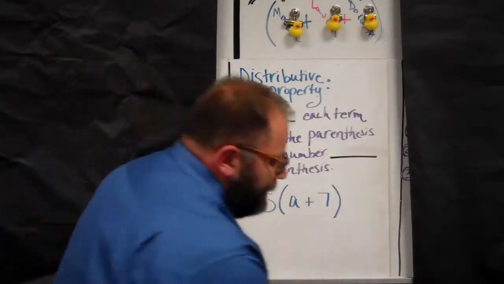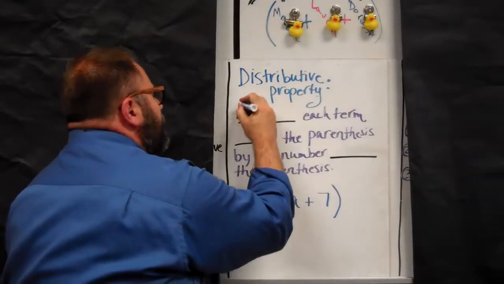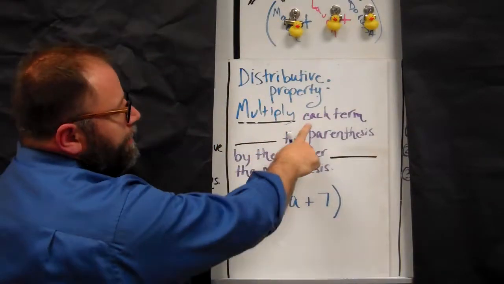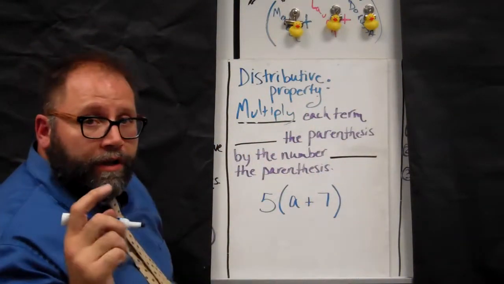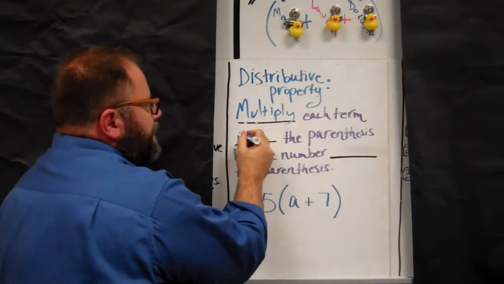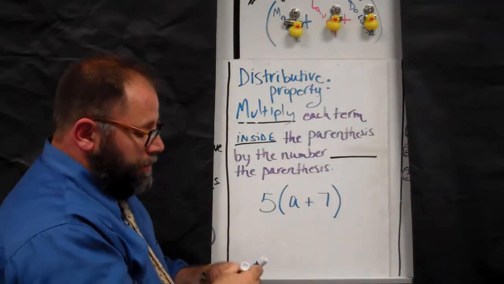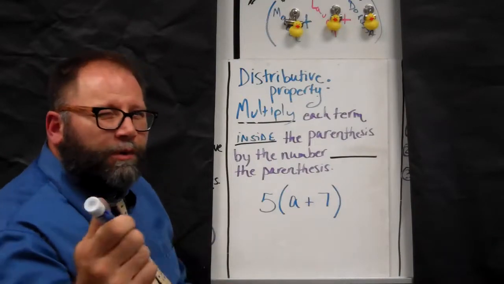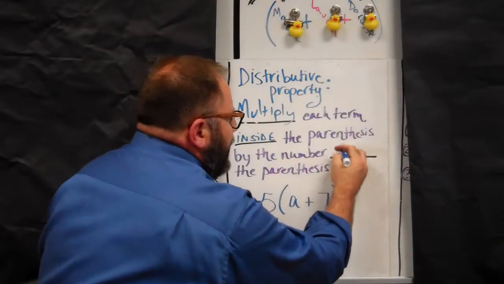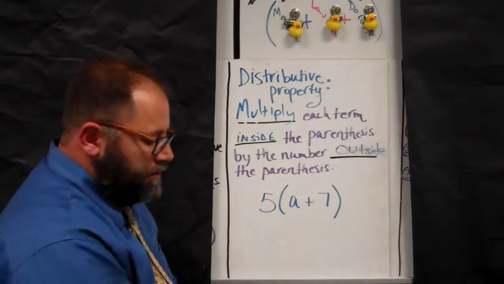So the distributive property is when we multiply each term. You think it's inside or outside? I did it inside, so it looks like inside the parentheses by the number or variable. Well, you won't do variables this year. You'll do variables in 8th grade and in your freshman year. Outside, squeak, squeak, squeak, the parentheses.